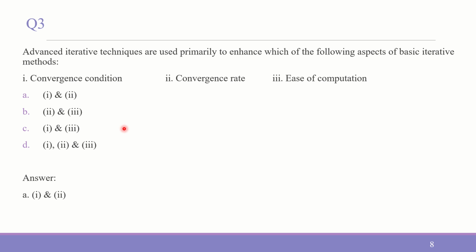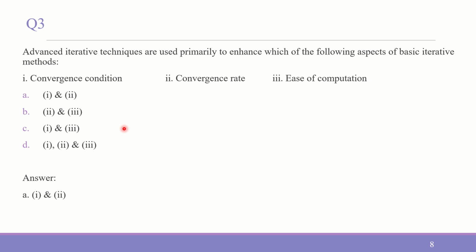We go for advanced iterative techniques because we have basic methods and we have advanced methods. In fact, the advanced methods are very difficult to implement and get the solution. So it is not an easier thing. It is not easy to compute using advanced iterative techniques. Whereas with the basic iterative techniques, we will get better implementation. But the problem will be we will not get faster results.